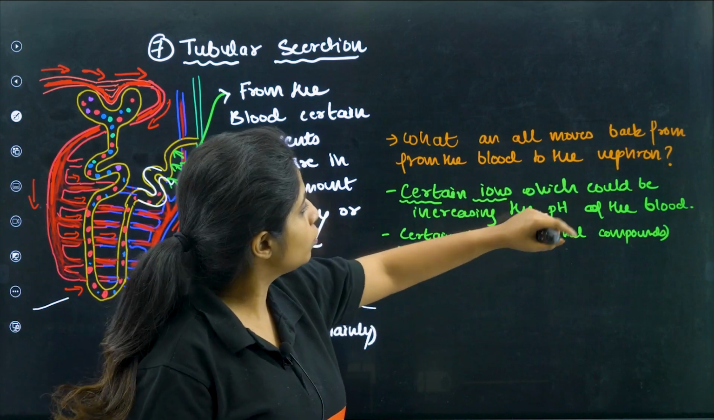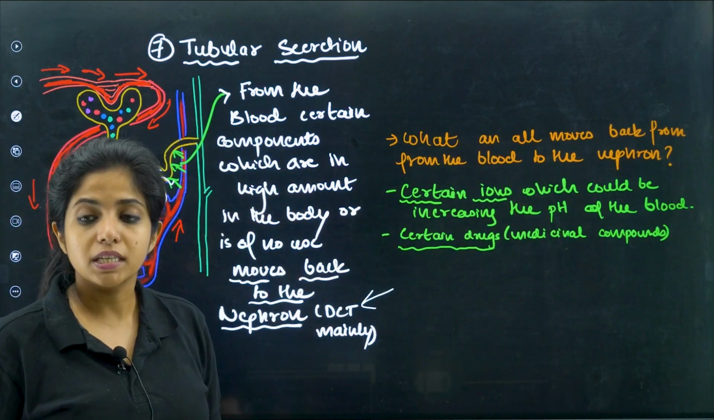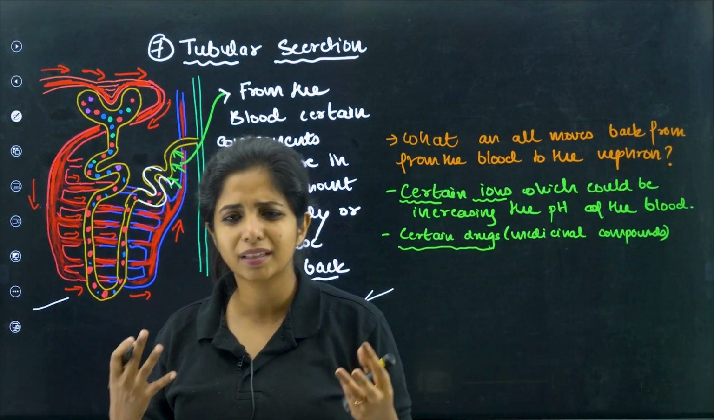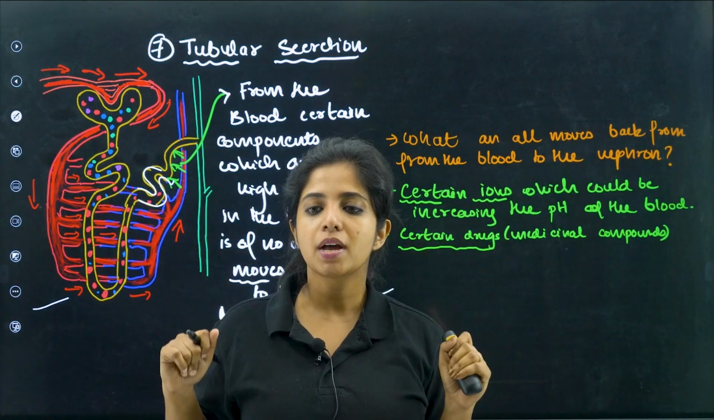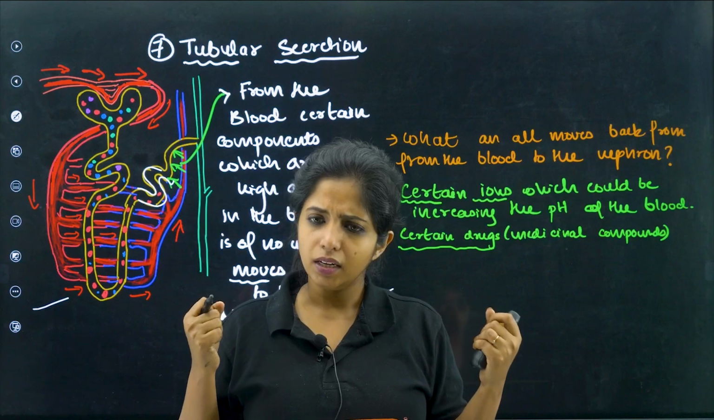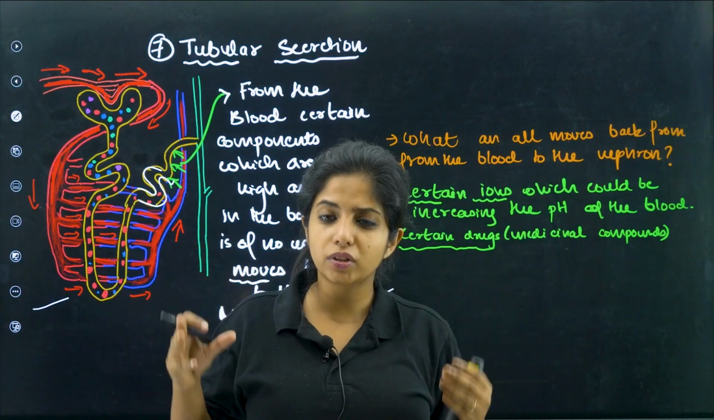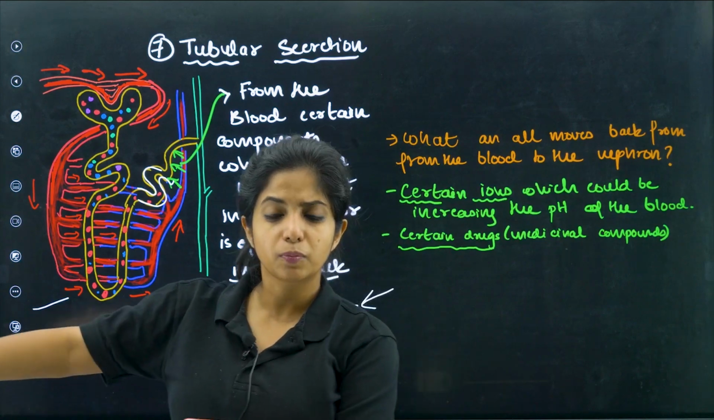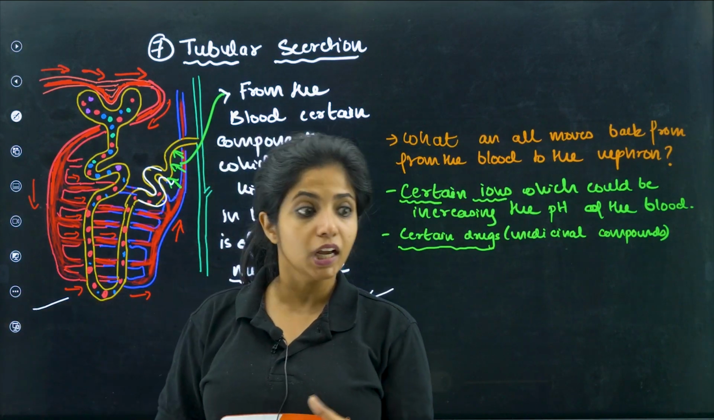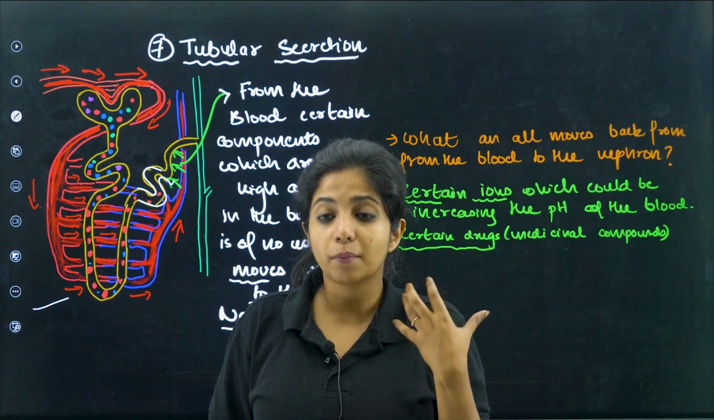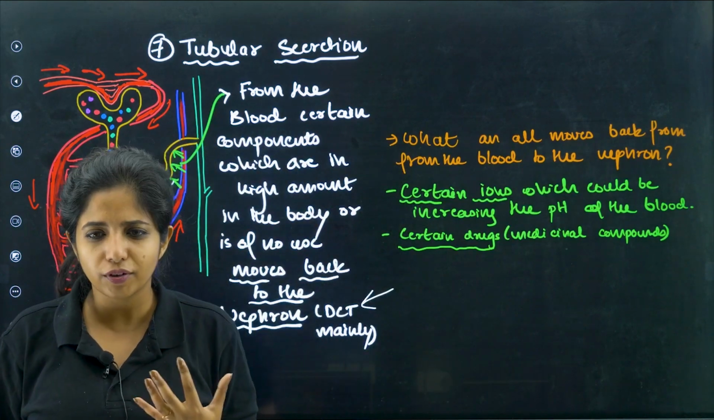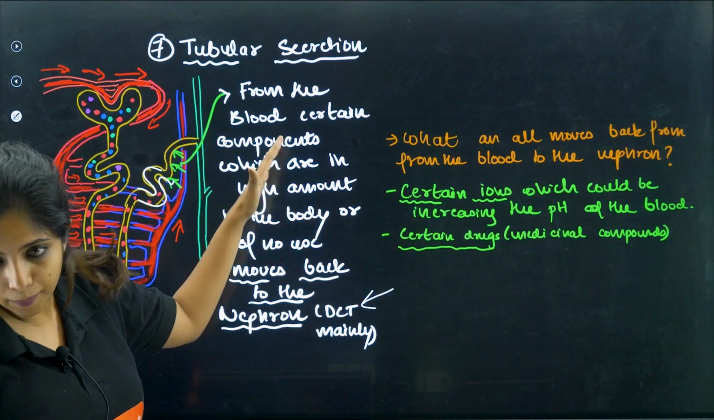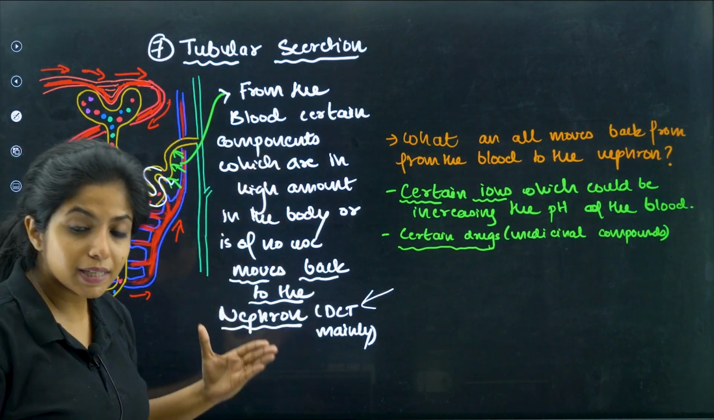So what all moves back from the blood to the nephron? Certain ions which could be increasing the pH of the blood. For example, I took some medicine, some drug. I'm talking about medicine, not weed. When I took it, there are so many things being found. Unwanted things are also there, wanted things are also there. It is disturbing my pH, so I want to give it back to the kidney so that it is removed, which is why we say too much medicine intake can damage our kidney. Why? Because it is making the kidney do a lot of work. So whatever is not needed is given back again so that it could be removed. This is known as tubular secretion, my dear children.